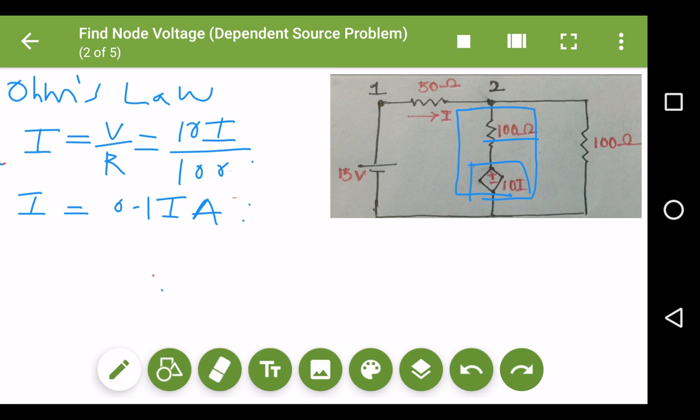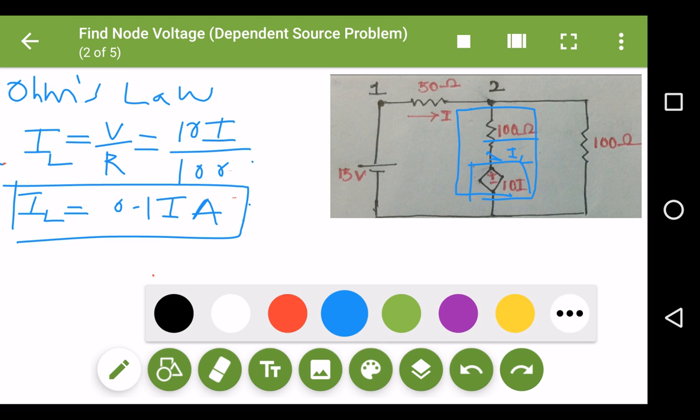amperes. Let me denote this current as I2, because it is flowing in branch 2. So this is my I2, not just I, because I is already used for some other current. I have transformed the voltage source into an equivalent current source of value 0.1 I ampere. So I also have to redraw the circuit. So this is my circuit.